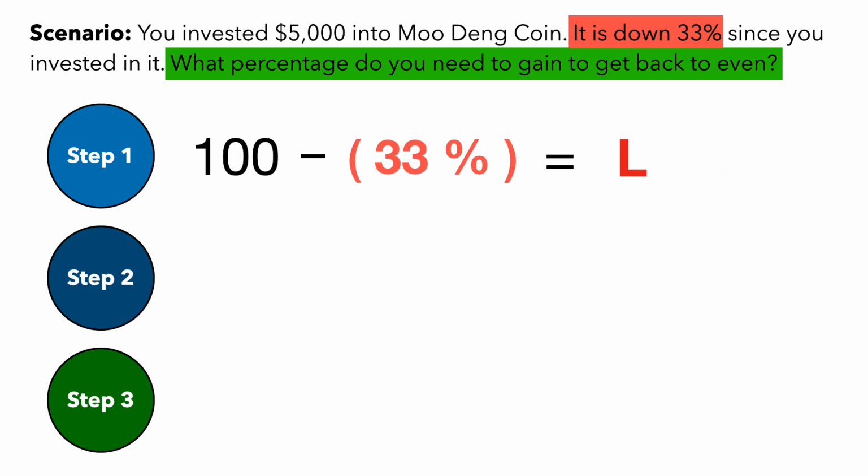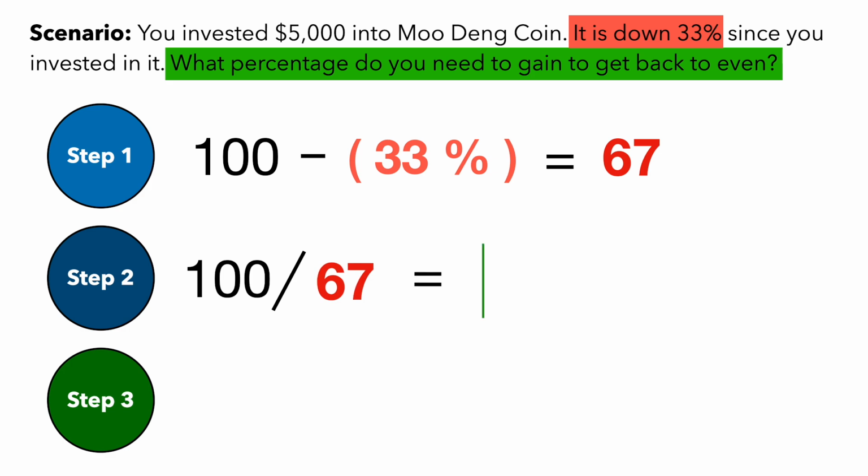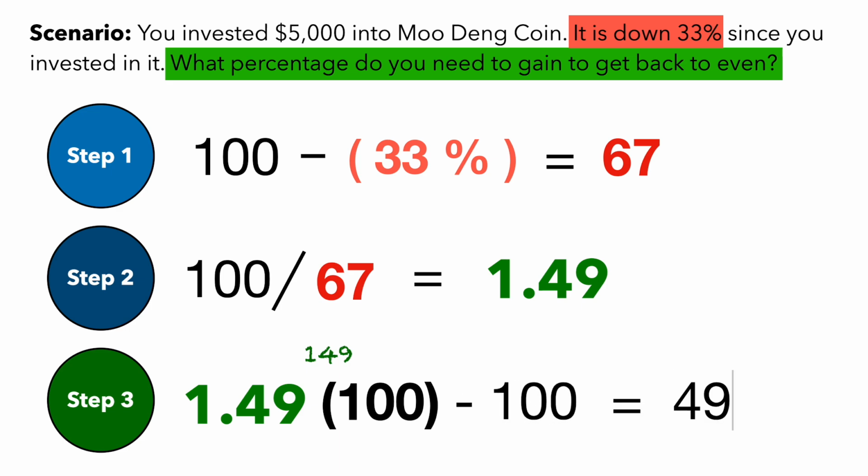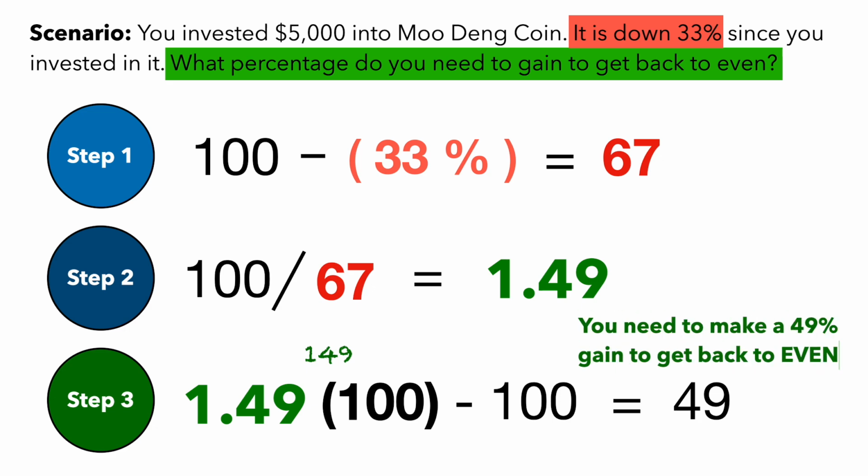100 minus 33 is going to give us 67. Now we're going to take 100 and divide it by that 67 we just found, and that's going to equal 1.49. Step 3, we're going to take 1.49 times 100, which is going to be 149. Then we're going to subtract 100 from 149, which gives us 49. That means we need to make a 49% gain to get back to even on your investment there.